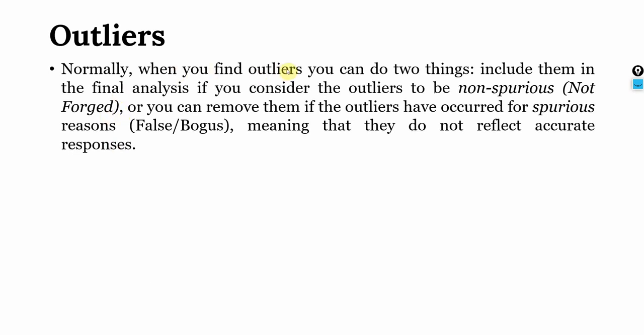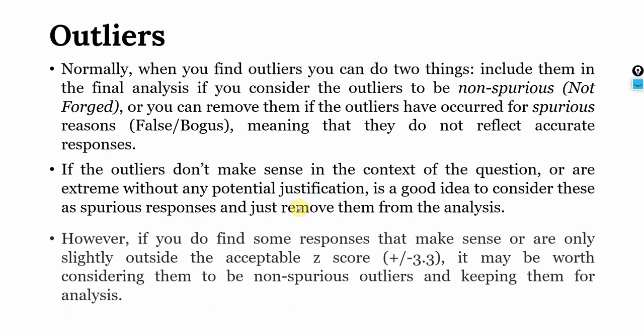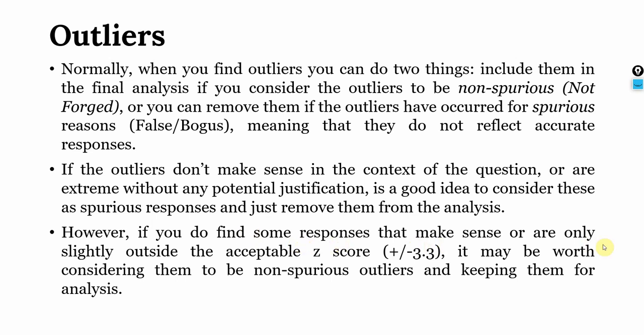Now, normally, if you find outliers, you can do two things. Include them in your final analysis if you consider them not forged or non-spurious, or you can remove them if the outliers have occurred for false or bogus reasons. If the outliers don't make sense in the context of the question or are extreme without any potential justification, it's always a good idea that these responses be removed. However, if you find responses that make sense and are only slightly over the Z-score of 3.3, then you can keep them.